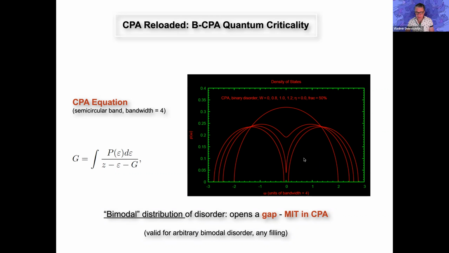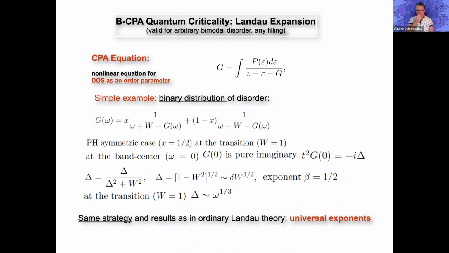So let's look in some detail at how this happens. Here is the seemingly simple equation that describes this. If you make this distribution P of epsilon bimodal, like two delta functions or two pieces which are disconnected, then you get the transition. But let me consider the simplest example where we have simply two delta functions in a bimodal distribution. Then this equation is basically the sum of two terms, and x is the concentration of one or the other component in this binary alloy. So this is, as you can see, a cubic equation. It's a very simple equation.